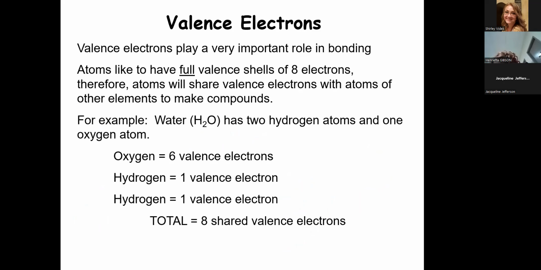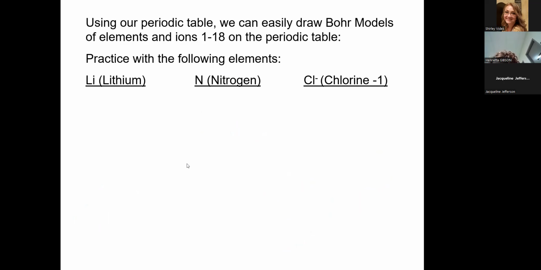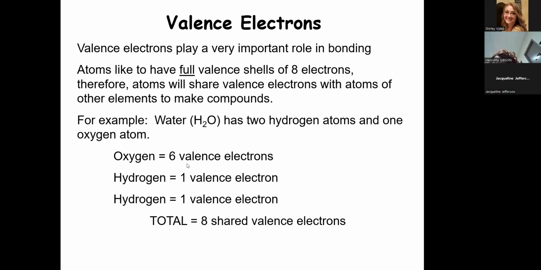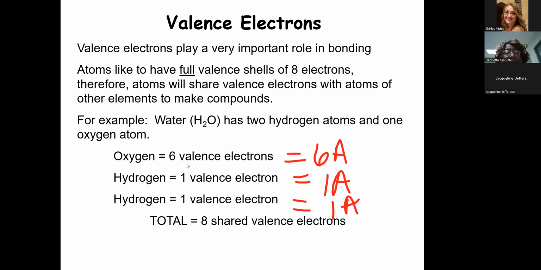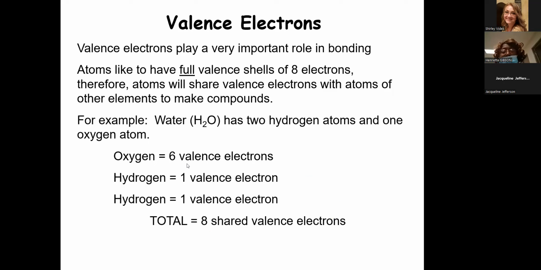All right, so valence electrons. This is what we were talking about. Remember, oxygen has 6 valence electrons, which means it's in group 6A. Hydrogen has 1 valence electron, group 1A. So a total of, and this is water. So if we were to draw water, let me clear all of this. Okay, so if we were to draw water, we would have oxygen.